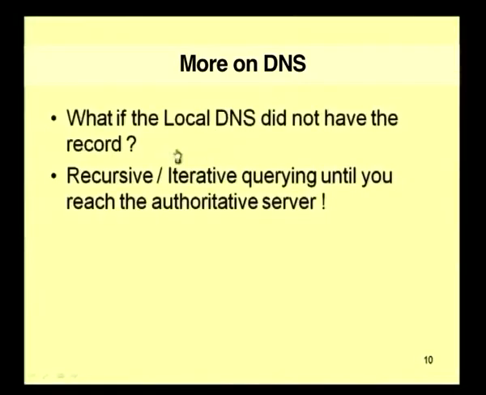Okay. Now a little bit more on DNS before we move on to the HTTP request itself. So what if the local DNS did not have the record? This is something which could have happened, right? Our assumption here was that the local DNS server had the record and therefore it was able to give back the information. Now what if it did not have that information? Remember what would happen then? We will have to make use of recursive or iterative querying techniques until you reach the authoritative server.